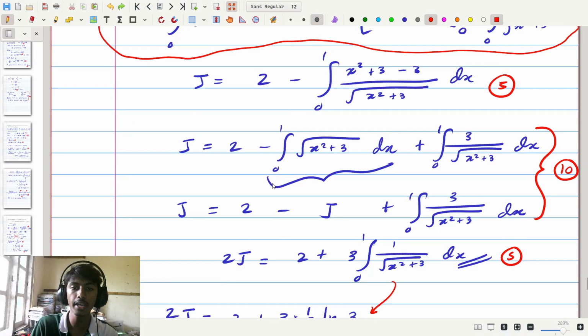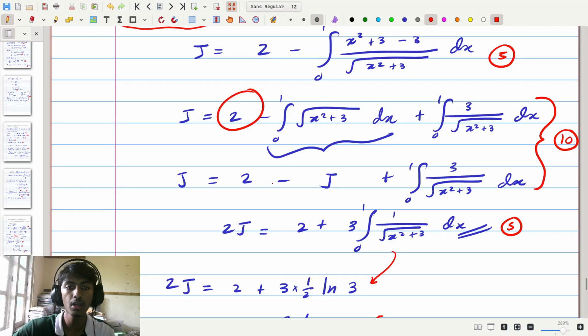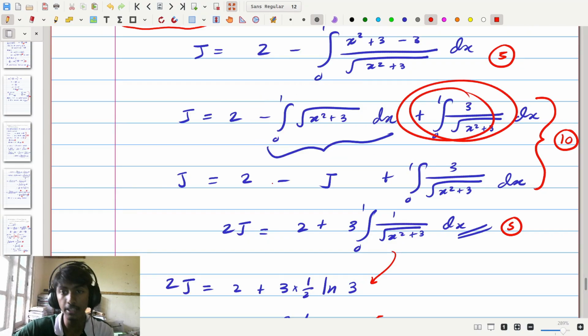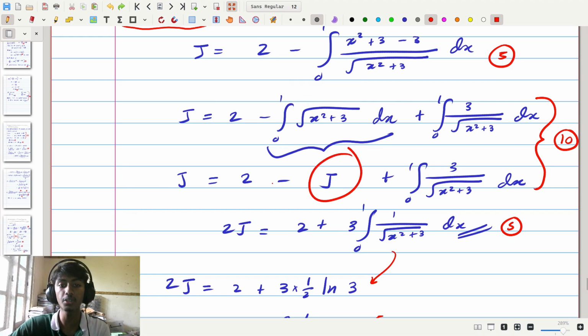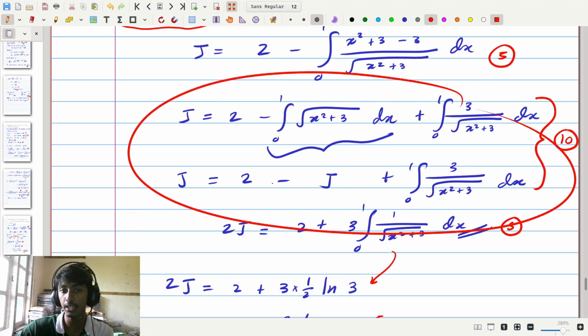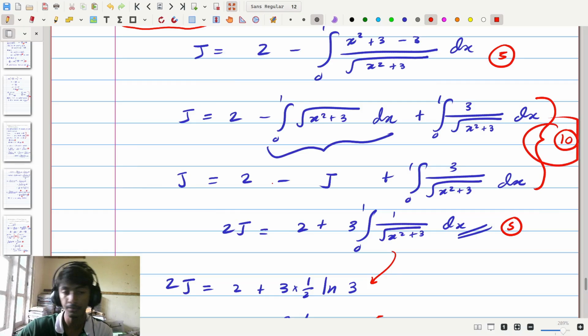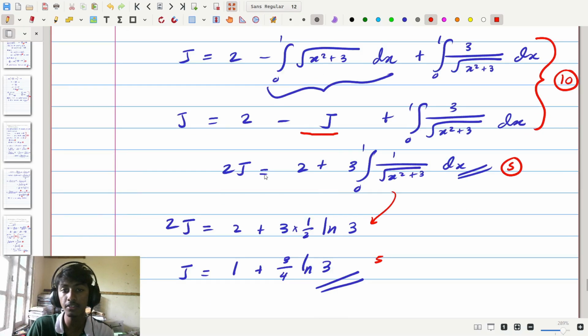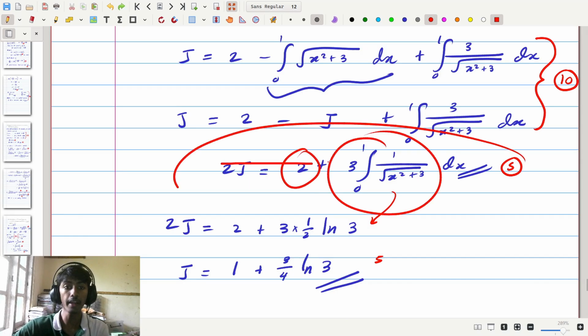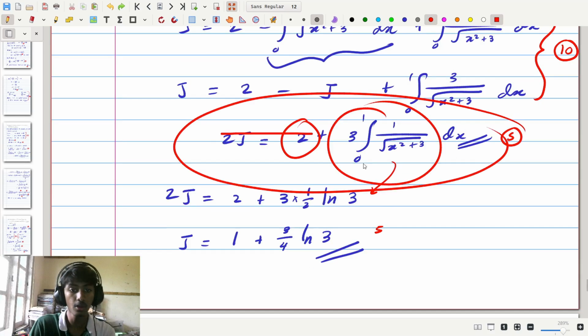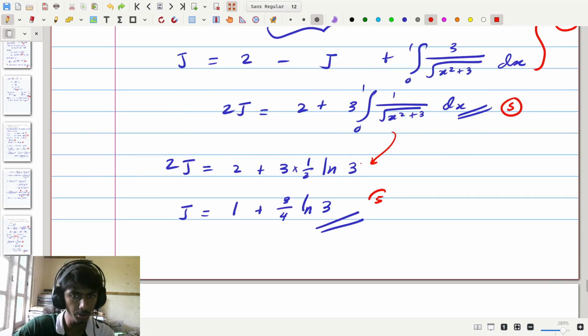After that, when you take those two terms out like this as 2 minus this integral plus this other integral, and then you convert this integral into j like this, doing that conversion correctly and all of that gets you another 10 marks. Now after that, when you then take the minus j to the other side and write that 2j is equal to 2 plus 3 times this integral, that gets you another 5 marks. And finally, when you then use the value of that integral and you substitute it in to get that j is equal to 1 plus 3 over 4 times natural logarithm of 3 by substituting in that value as 1/2 times natural logarithm of 3, doing that gets you another 5 marks.